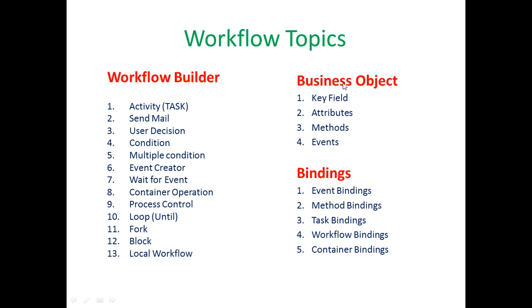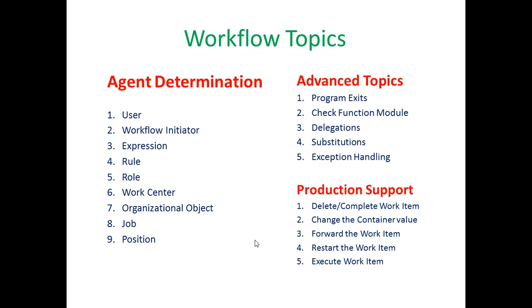The second important thing is the workflow business objects. What are the things we have in a workflow business object, like key fields, attributes, methods, events, and how we are going to create it, how we are going to delegate it, how to create a complete custom business object. And what is binding, what are the various types of binding we have, what is the difference between event binding and method binding, container binding, task binding, and how to do that. All these things I'll also be explaining. So this is page 1.